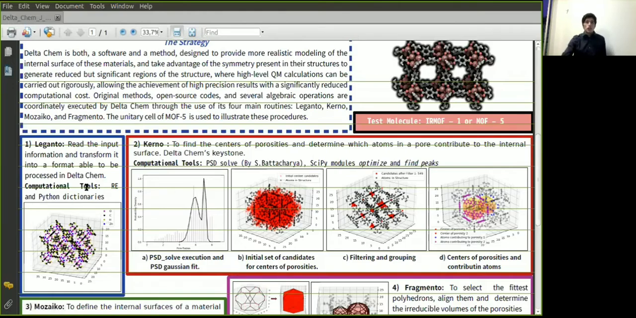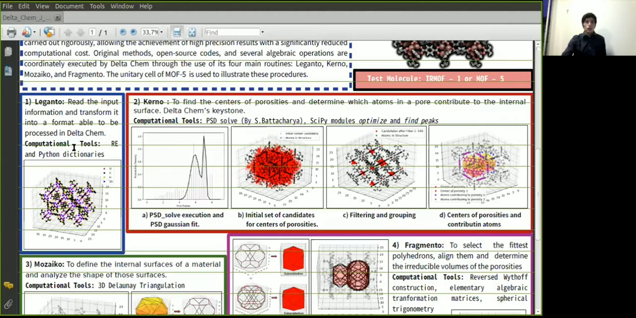Legando is the simplest and shortest of the four main routines. It is called first for reading the input XYZ file containing the structure of a material and transforming the information to an adequate format for further routines. For this purpose, Legando makes use of regular expressions and Python dictionaries.